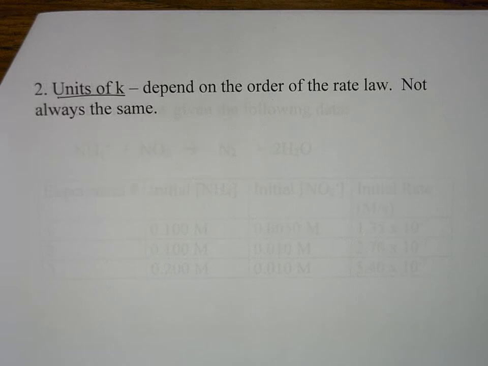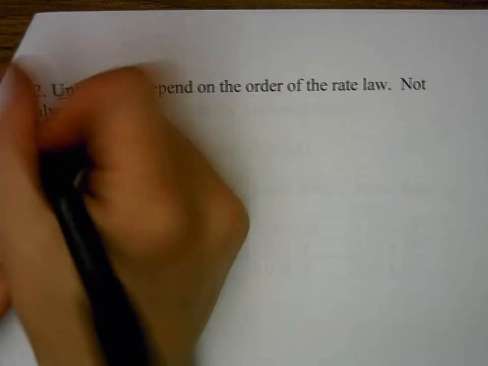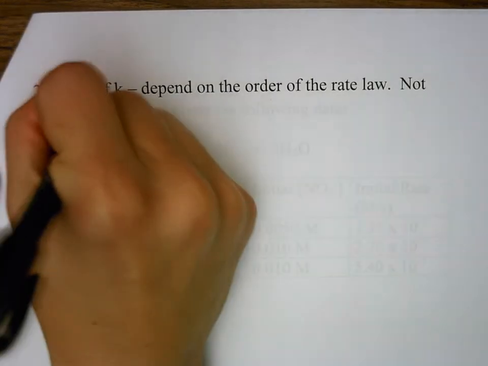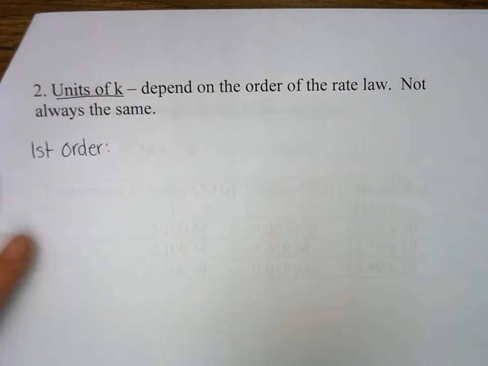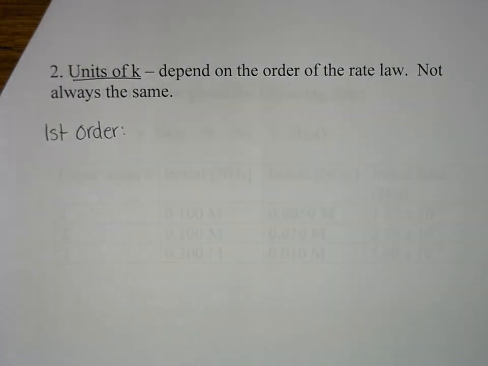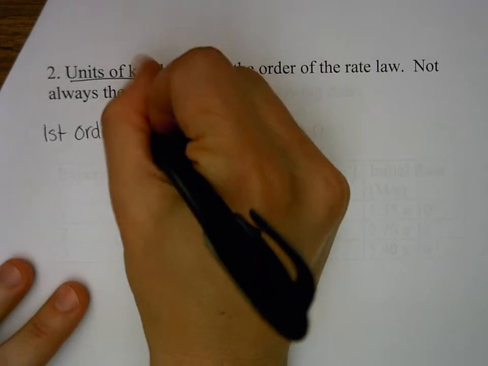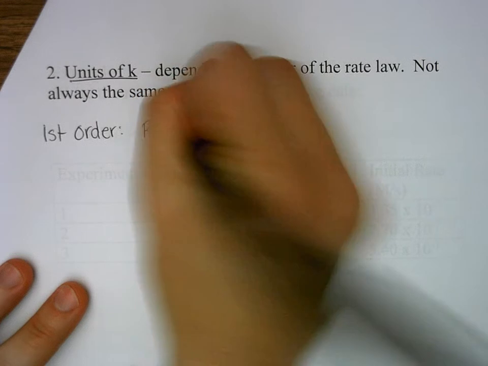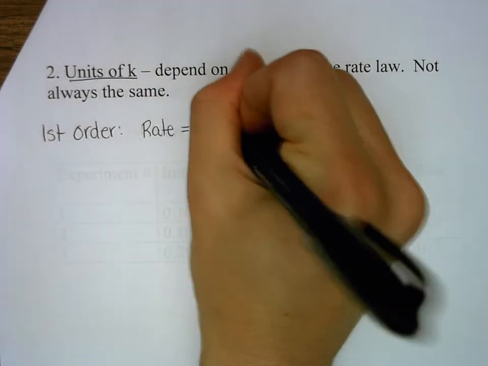So let's start with first order reactions. First order reactions are ones that depend on the concentration of one of the reactants. Okay, so let's remember what that equation looks like. Rate equals K times the concentration of A.